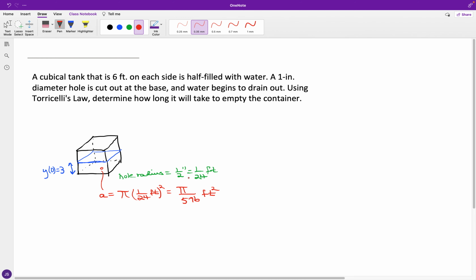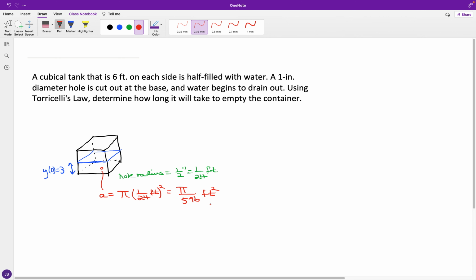And in terms of feet, just to establish consistency of units, we have the radius to be 1/24 of a foot. And so for the hole's area, we have pi r squared, or in this case pi times the square of 1/24 of a foot. So we come out to pi over 576 square feet.